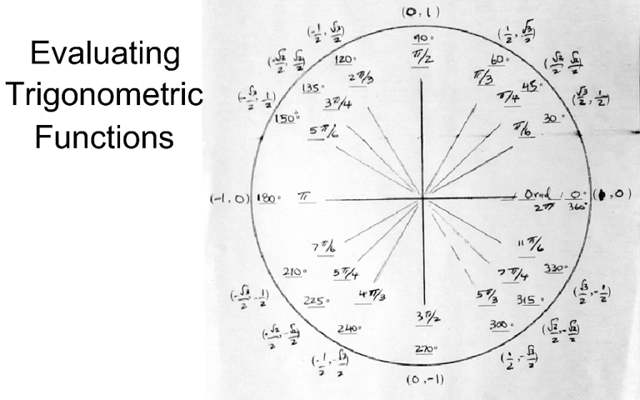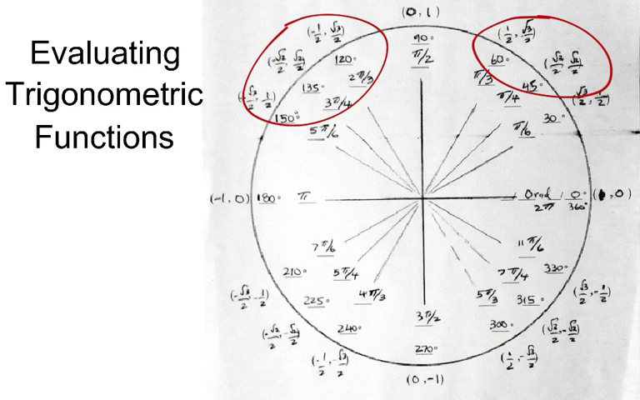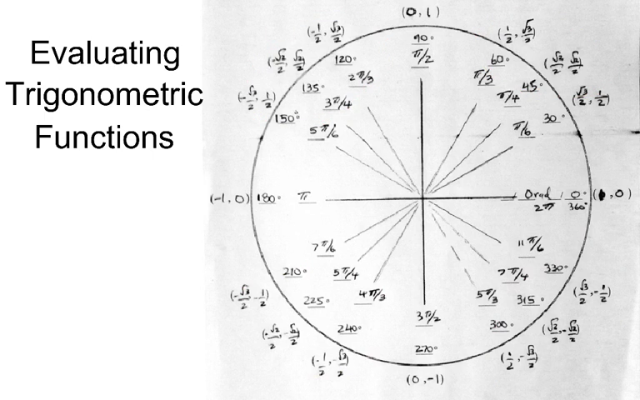Okay, now that we know how we got all these values on my unit circle, hopefully we have that clear. That's very important to have. Now the process is simple.